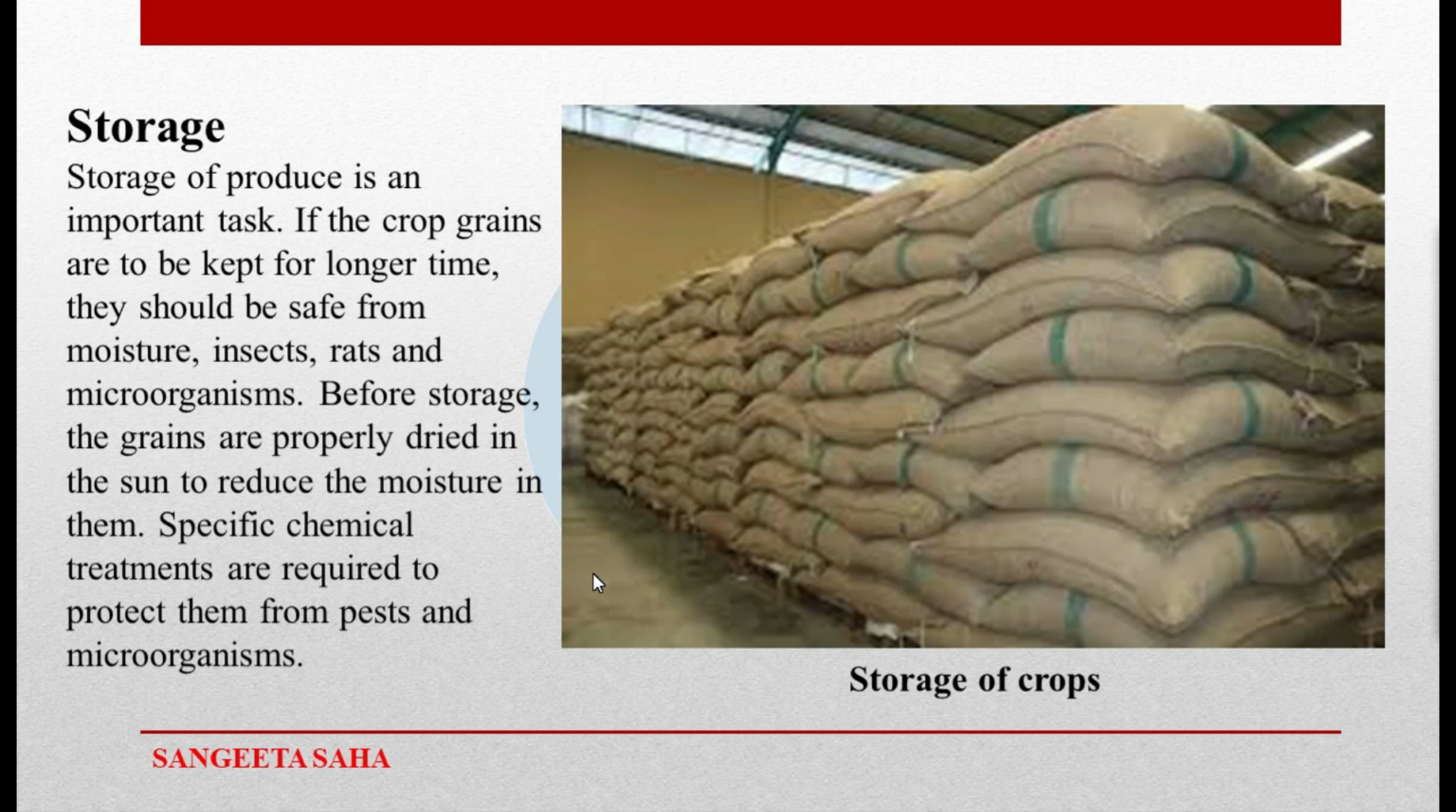They are then stored in metal or earthen containers or gunny bags like this, or grain silos. The godowns where the grains are stored are first fumigated to get rid of the pests. Okay, so this was all about the agricultural practices step-wise that should be implemented in order to get good quality crops. Thank you.